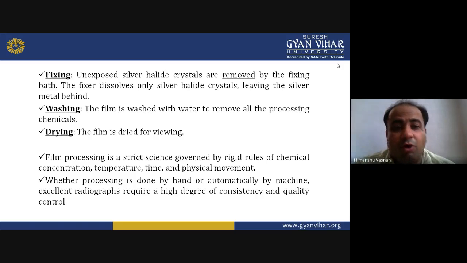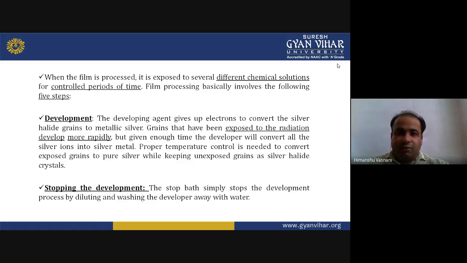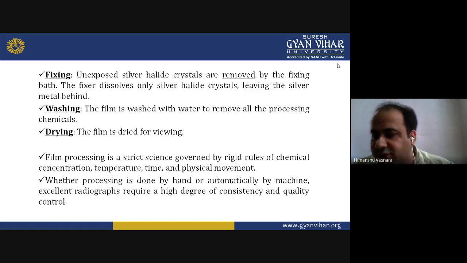While processing, in all five processes of film processing, development, stopping the development, fixing, washing and drying, you have to maintain a degree of consistency. If you maintain this degree of consistency, your quality will be controlled, and you will be able to develop excellent radiographs. These high quality radiographs will have good quality.